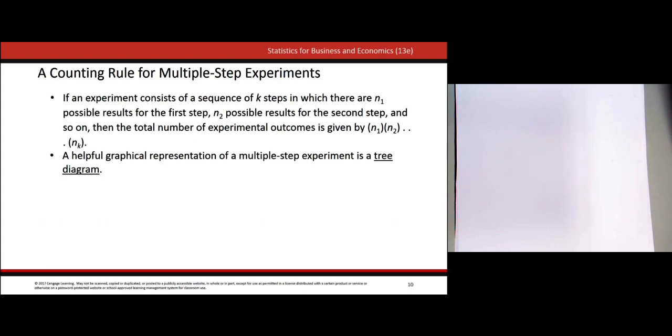What is the counting rule for multiple step experiments? If your experiment consists of k steps, so you have n1 possible outcomes for the first step, n2 possible outcomes for the second step, and nk possible outcomes for the k-th step, then the total number of experimental outcomes for this experiment is n1 times n2 times nk.